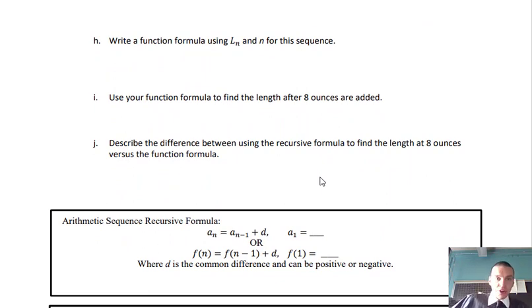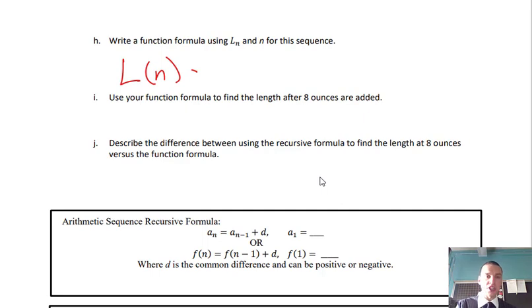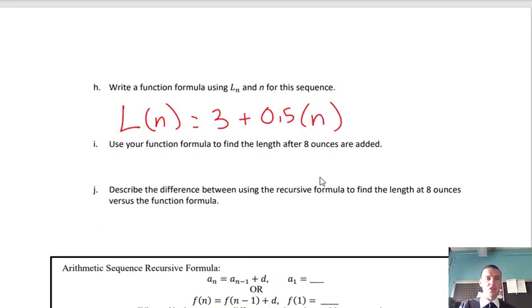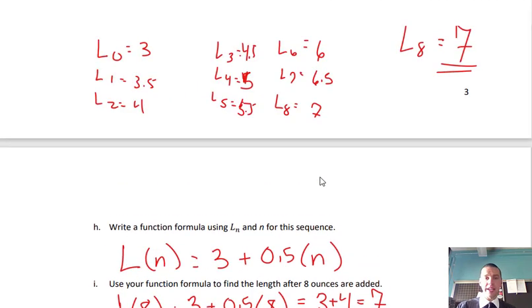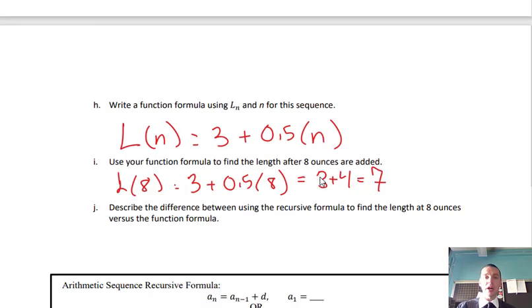So now it says write a function formula using L of n. So notice that we're going to do L of n equals our starting value, 3, plus 0.5 multiplied by n. Notice that if we plug in 0, you get 3. Plug in 1, you get 3.5. It follows the table. So use the function formula to find the length after 8 ounces. All you're going to do is find L of 8. We're going to do 3 plus 0.5 times 8, which equals 3 plus 4, which equals 7. And notice that we had 7 up here. Much easier to find it using a function formula.